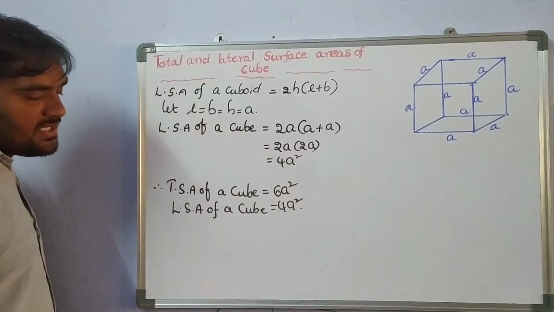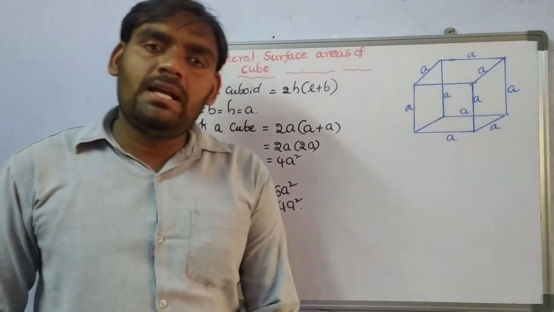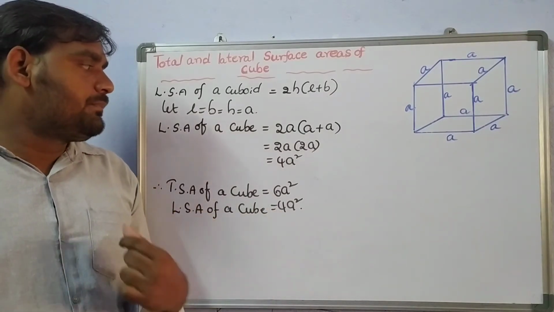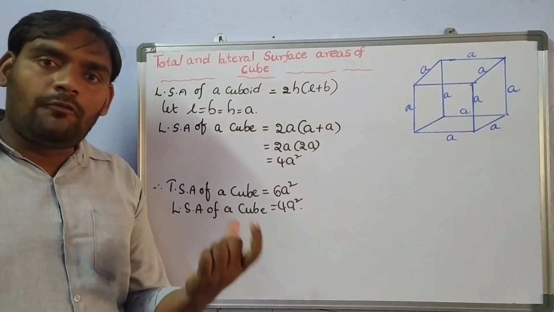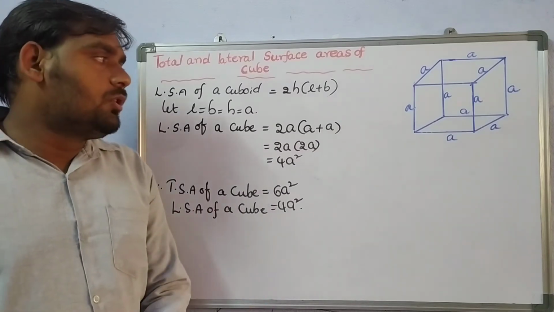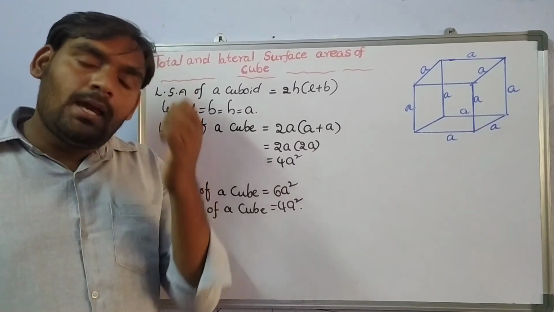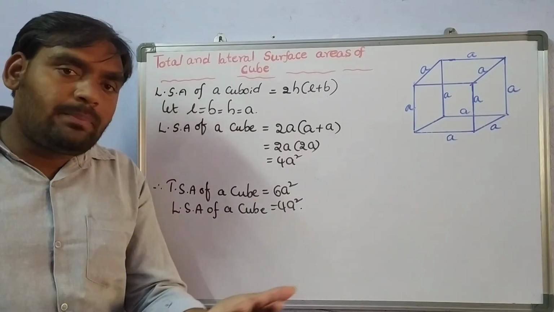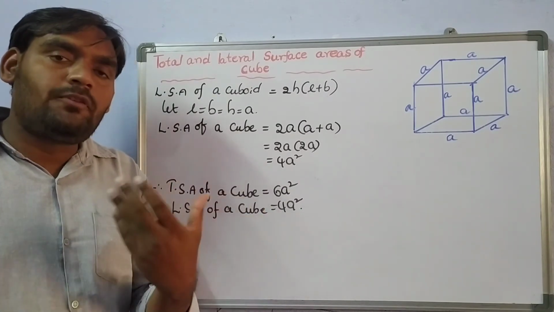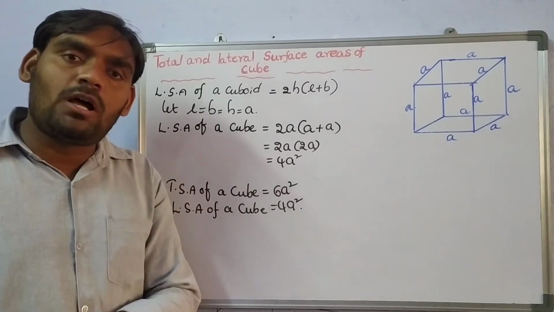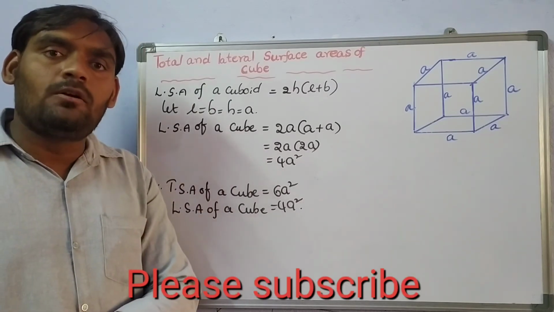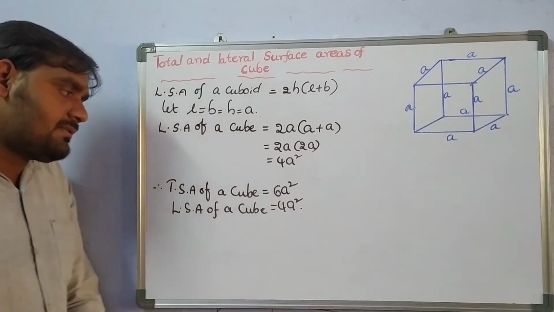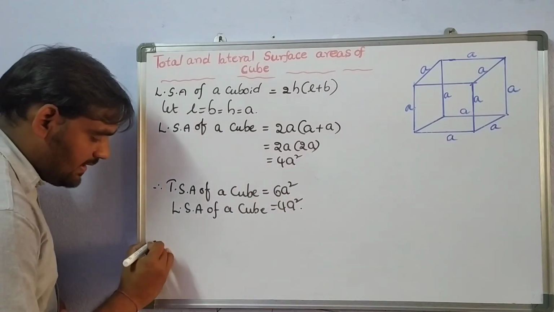And also one thing you must remember: if you are going to find the lateral surface area of a cube, it is the perimeter of the base of a cube into height. When you consider the edge of a cube as a units, the base is in the shape of a square. What is the formula to find the perimeter of a square? 4a. Height is a only. 4a into a, we will get 4a square.